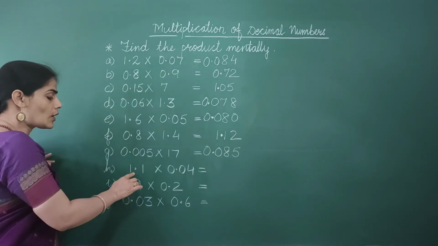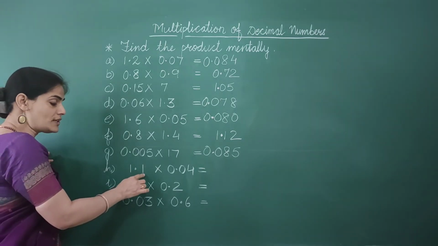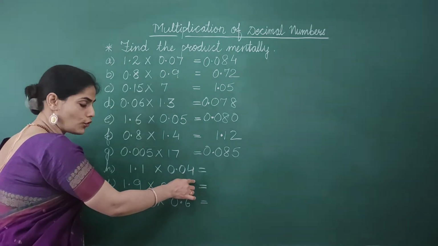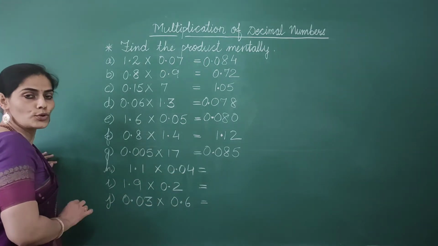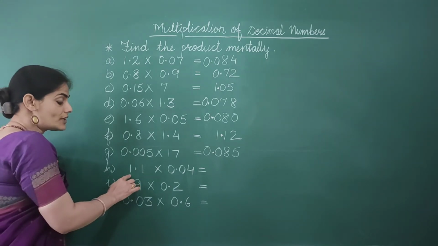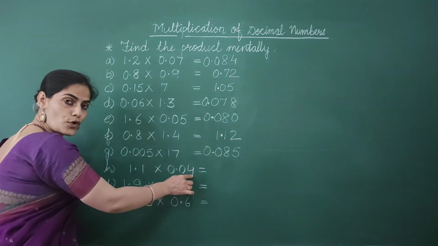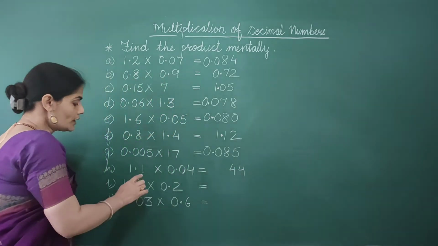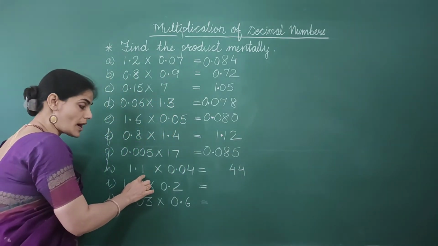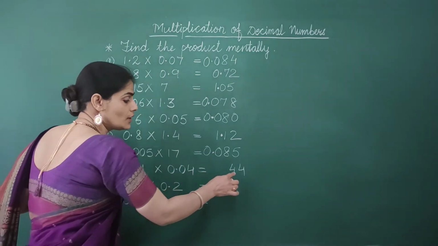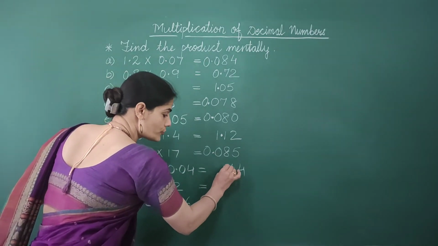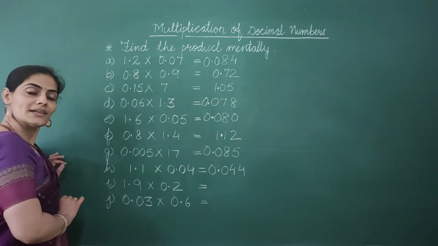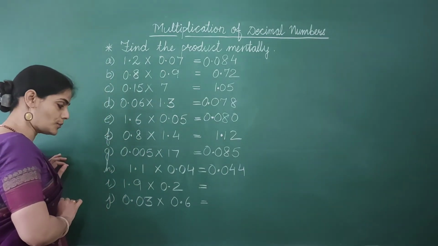0.085. Now next one, it's 1.1 multiplied by 0.04. Ignore the decimal from both the decimal numbers. So this is 11 and this is 4. 11 into 4 gives you 44. Count the decimal places. 1, 2 and 3. 1, 2, 3 and I put the decimal, and here in this whole number part again I write a 0.